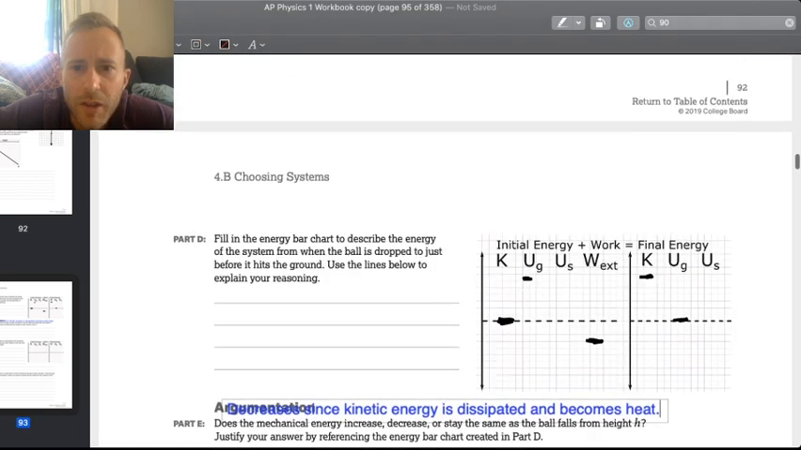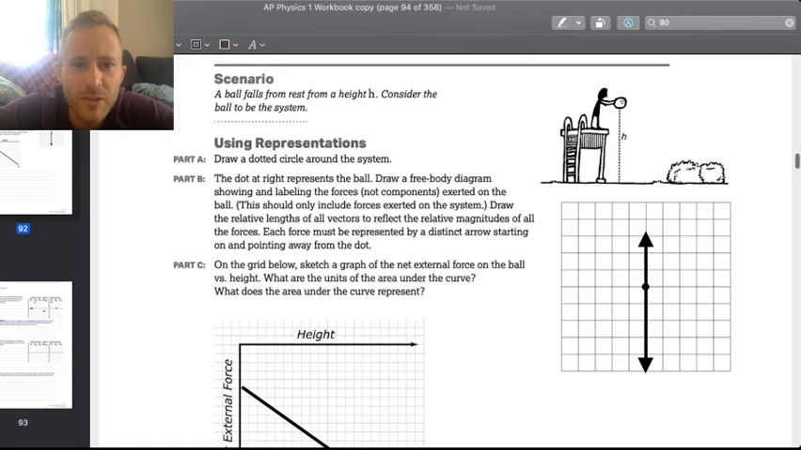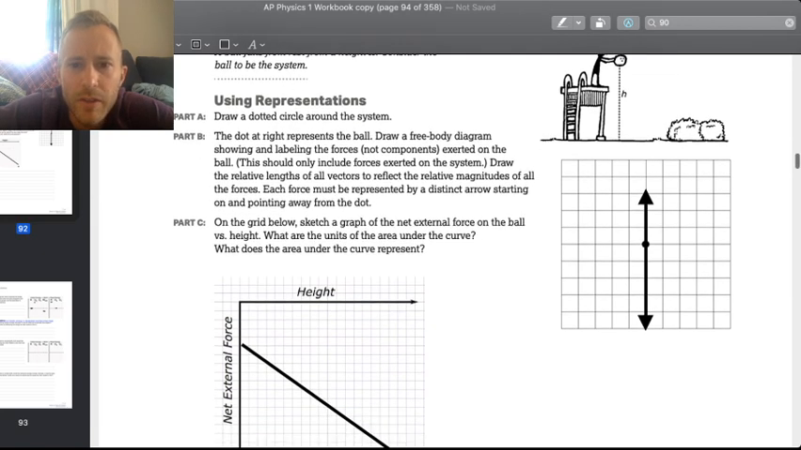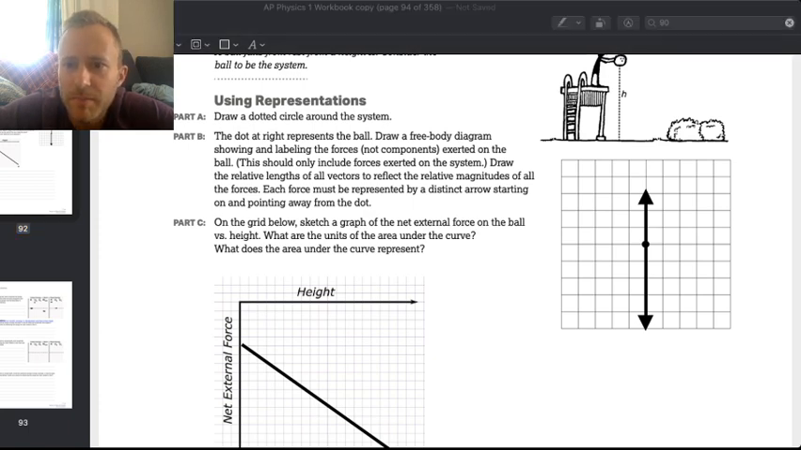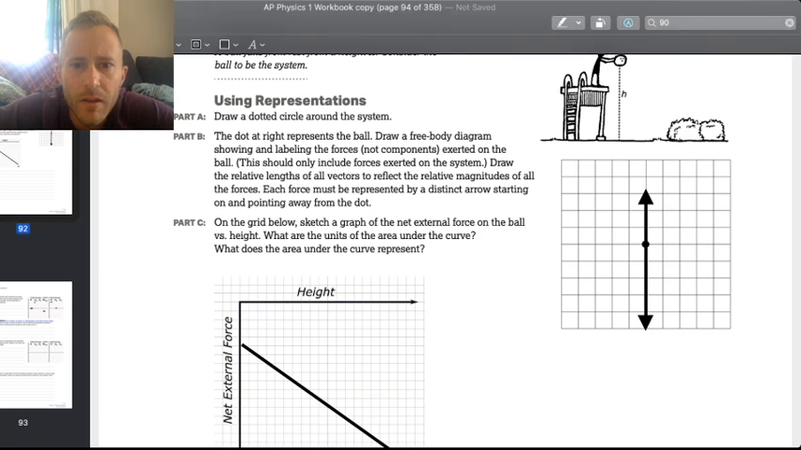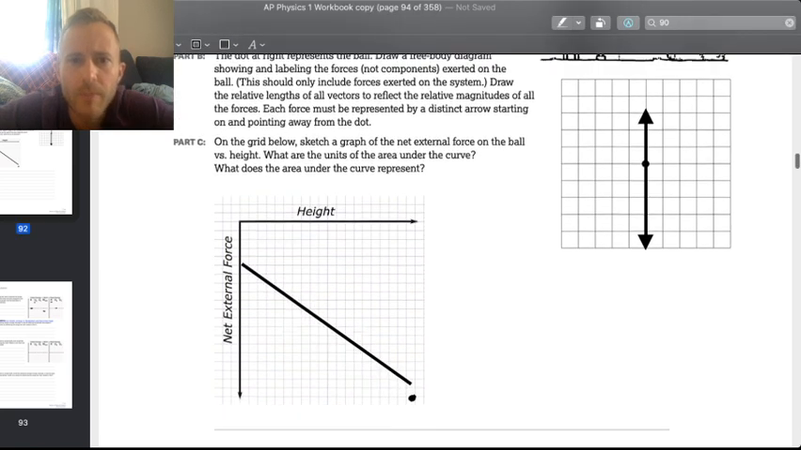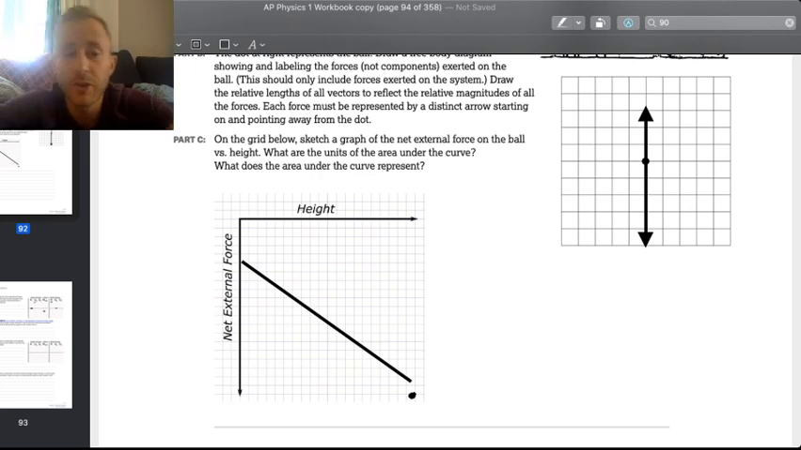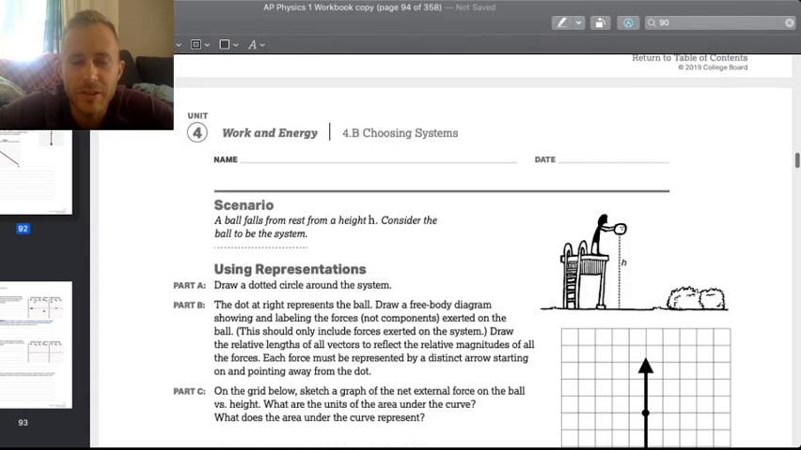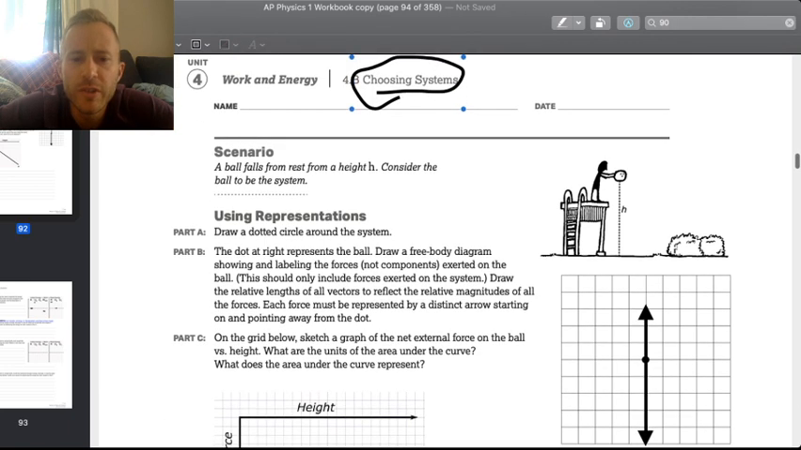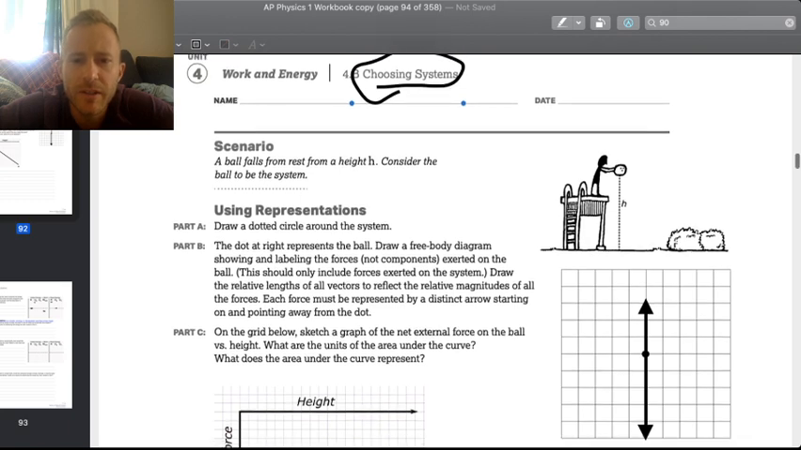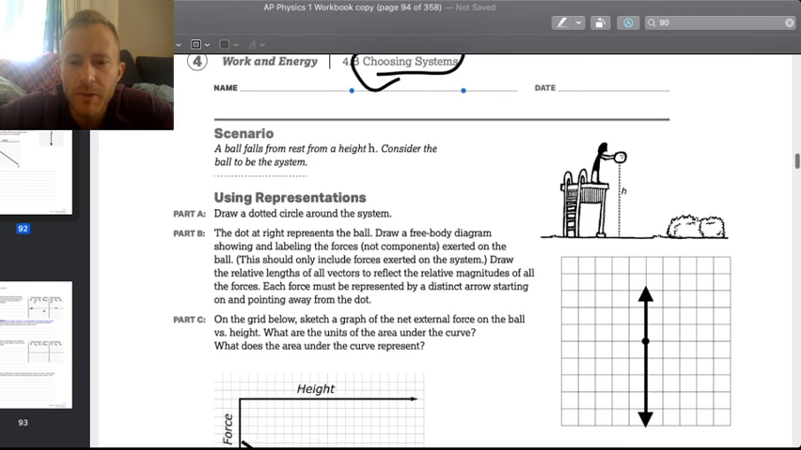You know what? I think I've misinterpreted this question. I'm sorry, you guys. I totally messed this up. Notice how it says, I should have cued in on this, choosing systems. We're choosing our system to be just the ball at first.